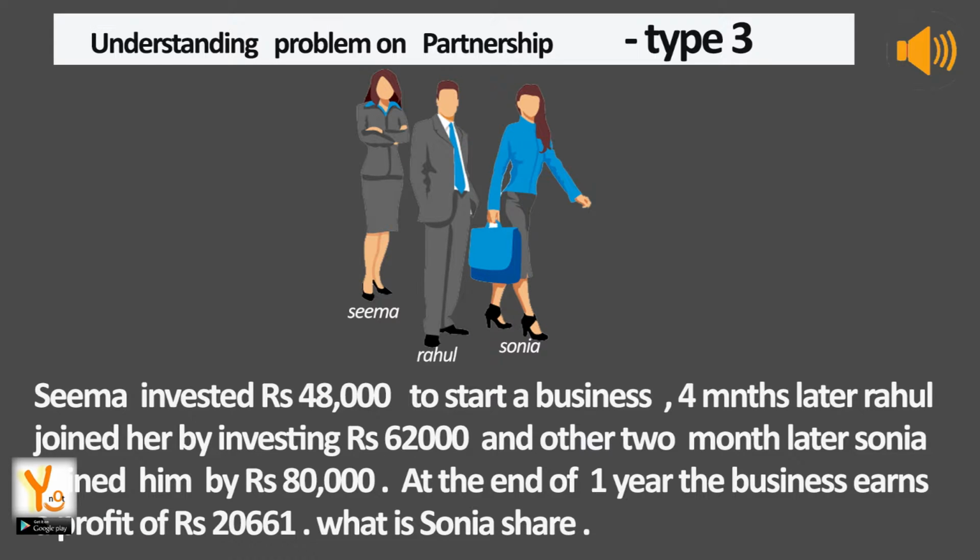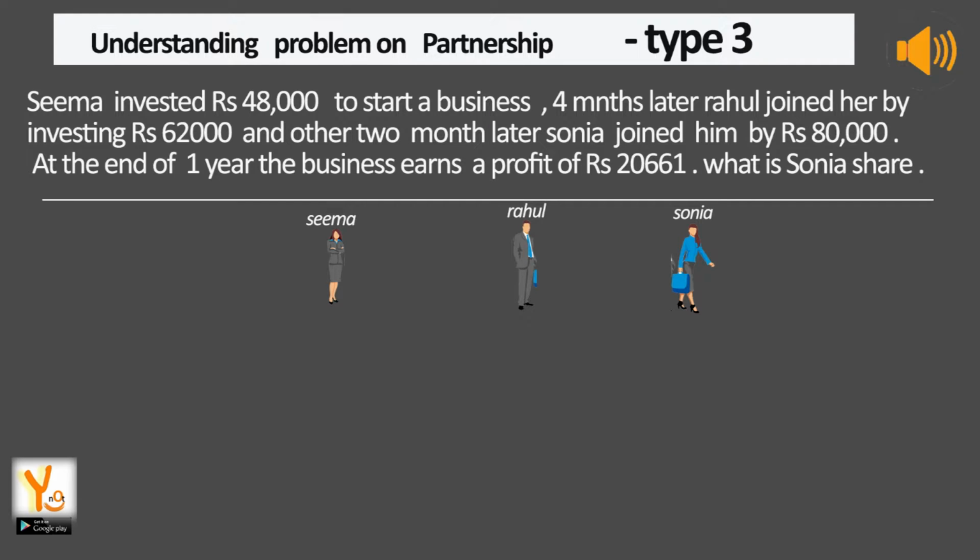Type 3. Seema invested 48,000 to start a business. 4 months later Rahul joined her by investing 62,000, and another 2 months later, Sonia joined by investing rupees 80,000. At the end of 1 year, the business earns a profit of rupees 20,661. What is Sonia's share? In this problem, there are 3 partners, Seema, Rahul, and Sonia. As given, Seema invested 48,000, Rahul invested 62,000 and Sonia invested 80,000. So the ratio of investment would be 48,000 : 62,000 : 80,000.